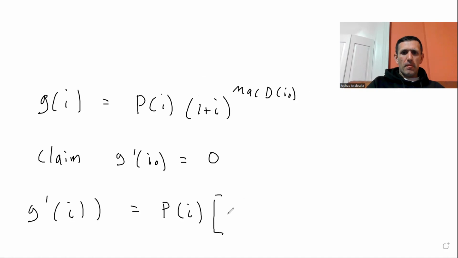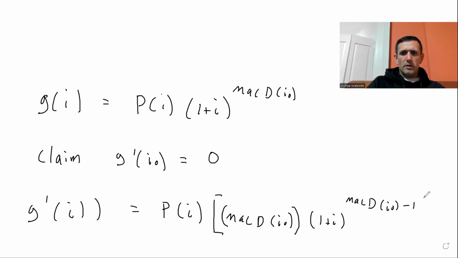So it's P of I0, times, I'll even put another parentheses here, lots of parentheses, Mac D of I0 minus 1 plus, well, derivative of the first times the second, 1 plus I, Mac D of I0.